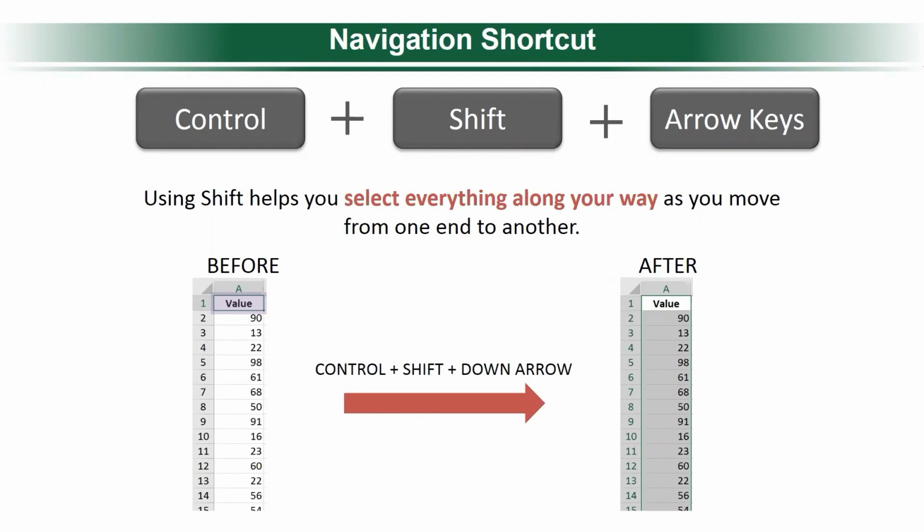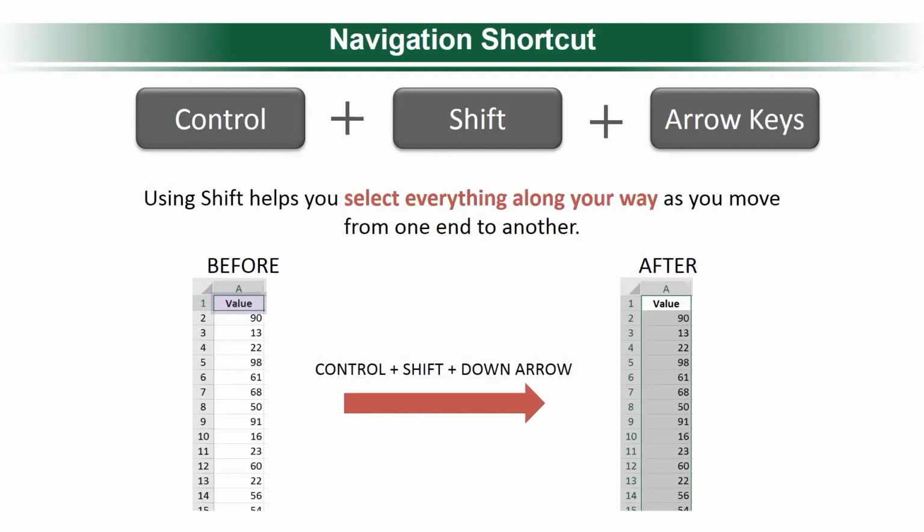So shift is the new key that is added to the previous shortcut. Using shift helps you select everything along your way as you move from one end to another. So in the same example that we had earlier, if I want to move from the first cell to the last cell, but at the same time select everything along my way, you need to use shift along with control and arrow key.